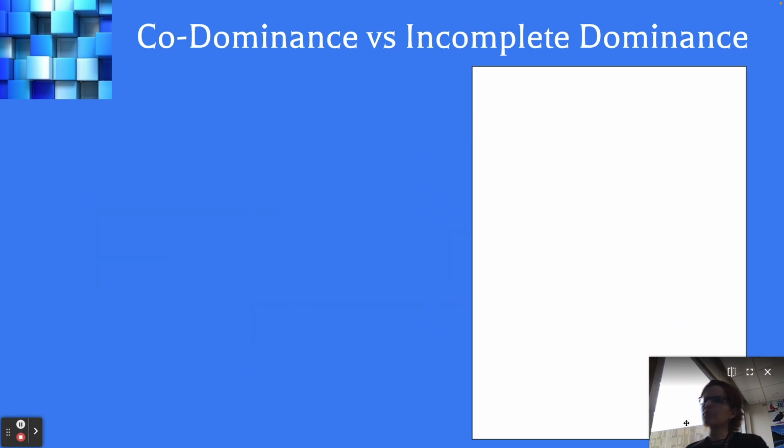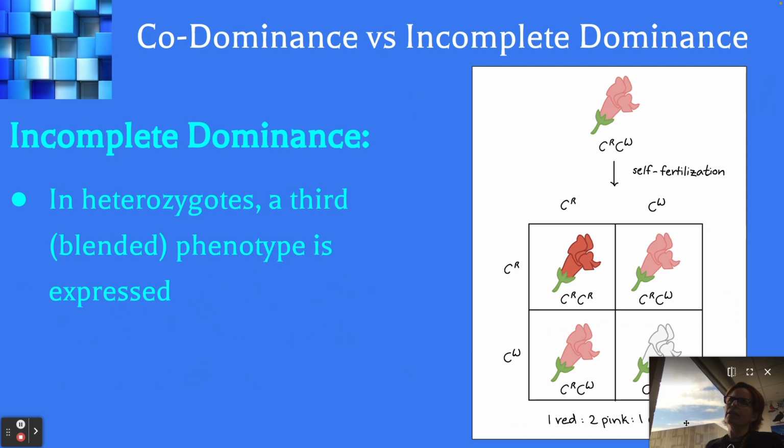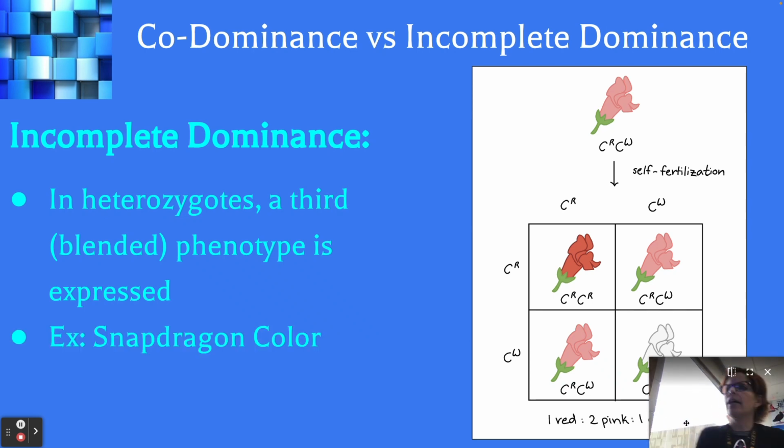Incomplete dominance is where they blend. So if you get a dominant gene from one parent and a dominant gene from the other, they blend. So the example in this one, red is dominant and white is dominant. And if you get a red gene from one parent and a white gene from the other parent, what color is the flower? Pink, because it is blending. It is not a red and white flower.